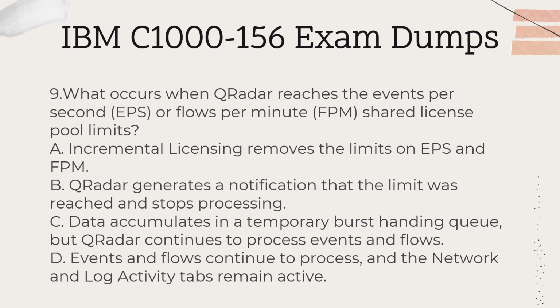9. What occurs when QRadar reaches the events per second (EPS) or flows per minute (FPM) shared license pool limits? A. Incremental licensing removes the limits on EPS and FPM. B. QRadar generates a notification that the limit was reached and stops processing. C. Data accumulates in a temporary burst handling queue, but QRadar continues to process events and flows. D. Events and flows continue to process, and the Network and Log Activity tabs remain active.